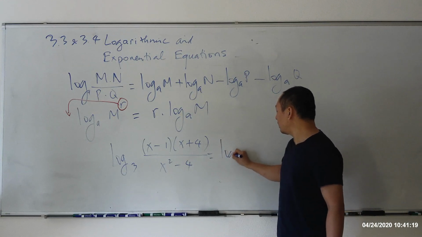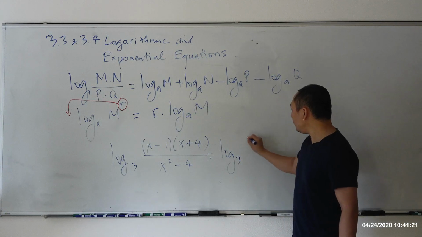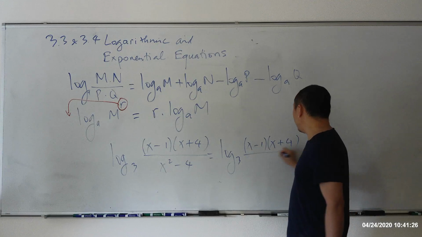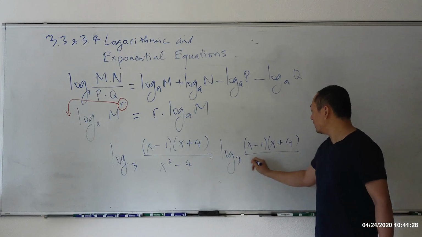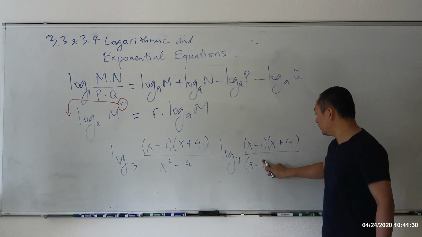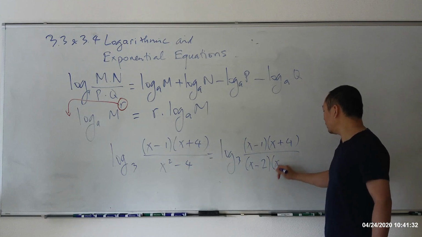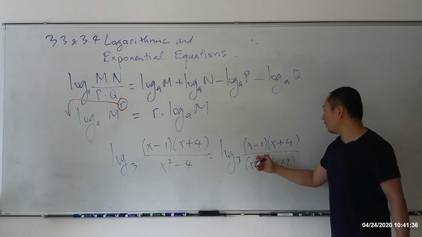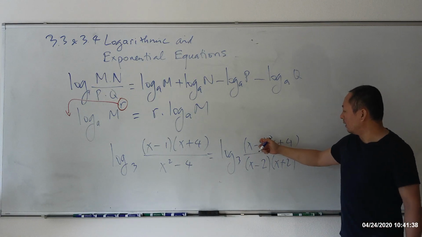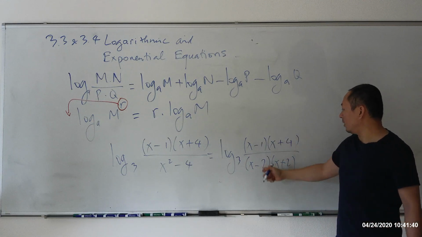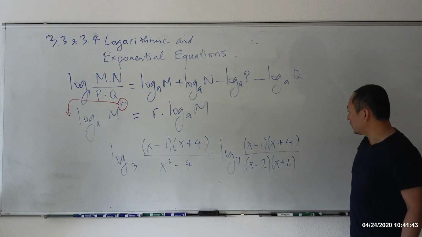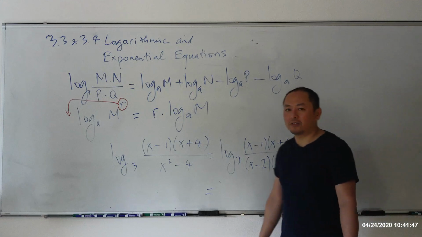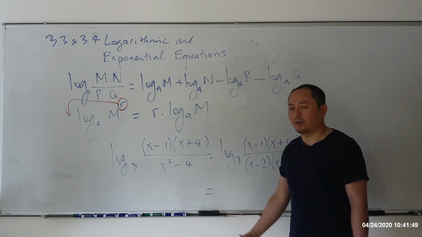You got log base 3 of x minus 1 times x plus 4 over x squared minus 4, which can be factored as x minus 2 times x plus 2. Now you see the formula applies right here, right? Log base 3 of factor times factor divided by another factor times another factor. So if you want to simplify the log, and keep in mind we're not solving for anything yet, okay? We're trying to simplify the log.